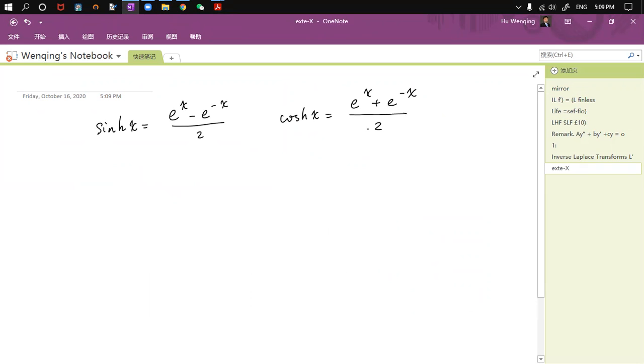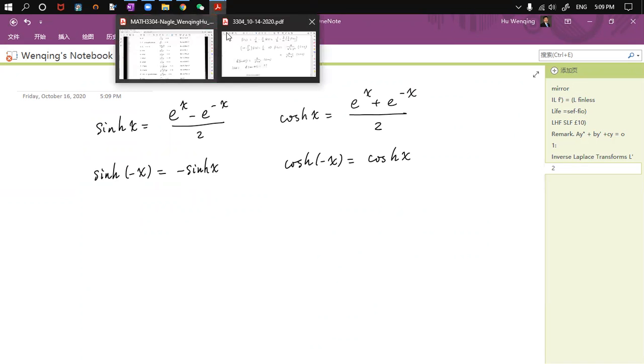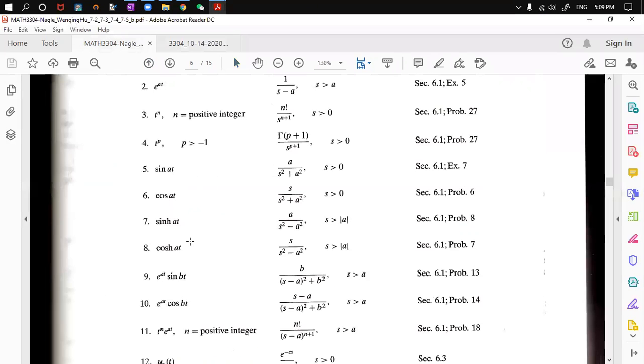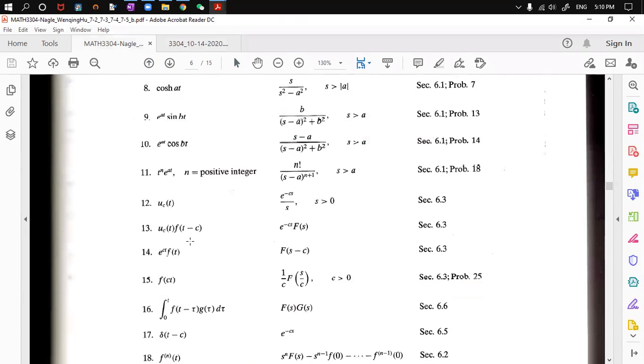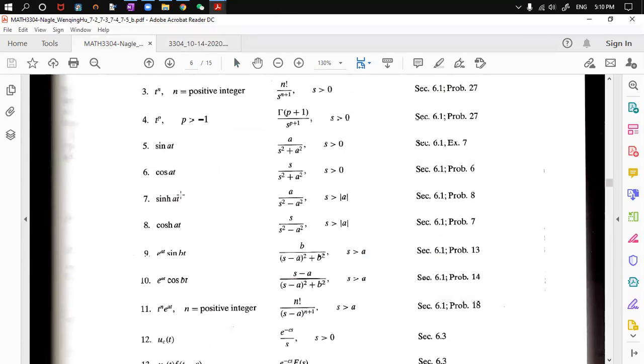How to memorize this? Well, just remember that sinh is like sine, that it is an odd function, so sinh of minus x is equal to minus sinh of x. Cosh of minus x is equal to cosh of x. So it's a very simple relation that just follows the evenness and oddness of sine and cosine. Is that good for everybody? Okay, so this table is going to be very important.